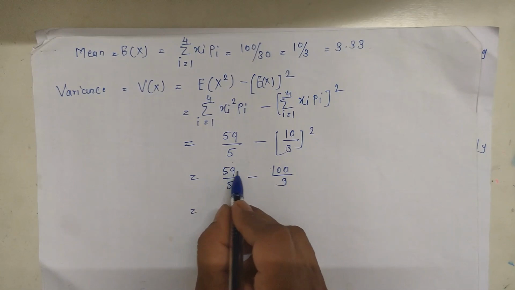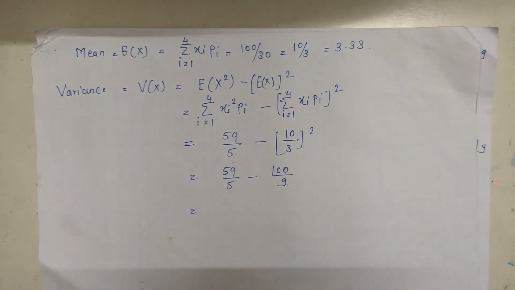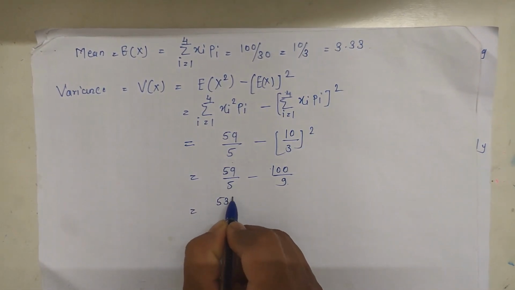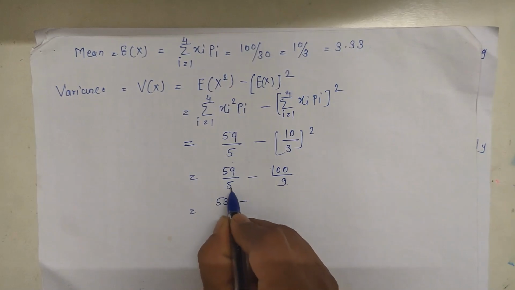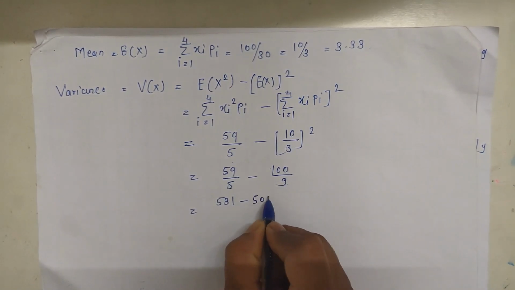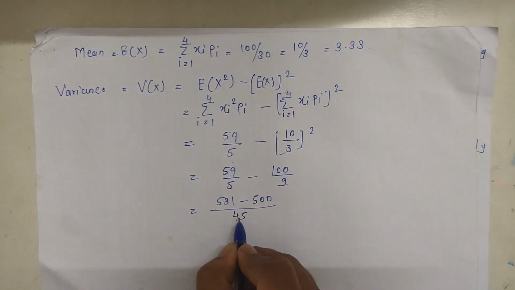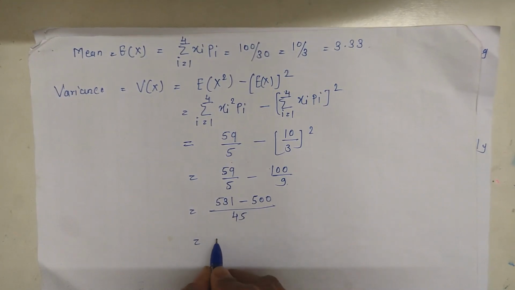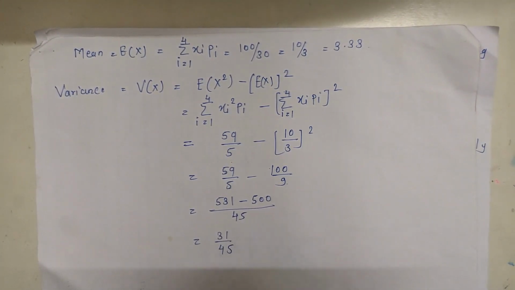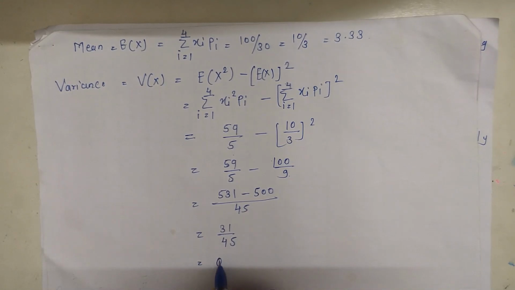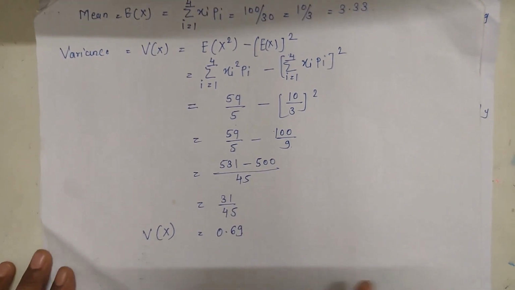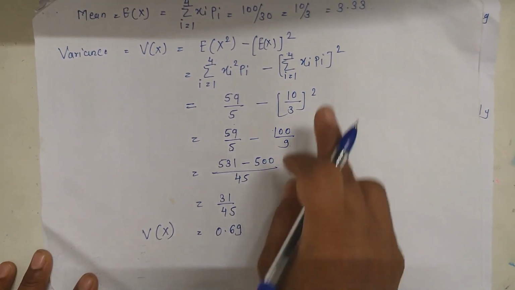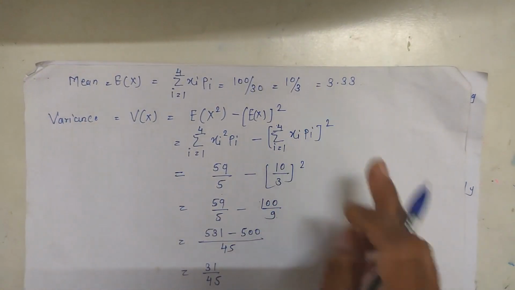Taking cross multiplication, 59 into 9 is 531, minus 100 into 5, 500, divided by 9 into 5, 45. So subtraction of this, 531 minus 500, is 31 by 45. In decimal form we can write 0.69. So the variance of x for the given probability mass function is equal to 0.69, and the mean is equal to 3.33.